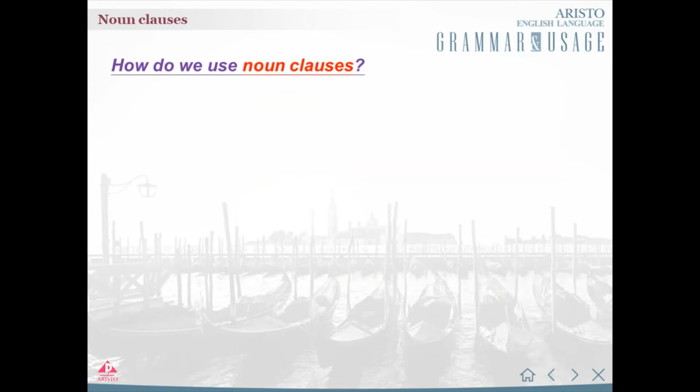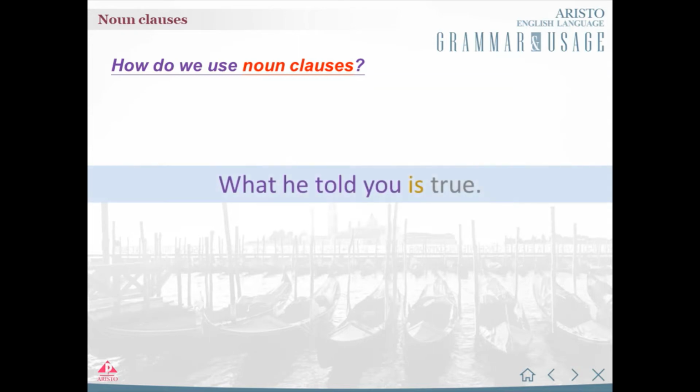How do we use noun clauses? We can use noun clauses as the subject or as the object of a verb. First, let's look at how to use a noun clause as the subject of a sentence. In this sentence, the noun clause what he told you is used as the subject, which takes the verb is.